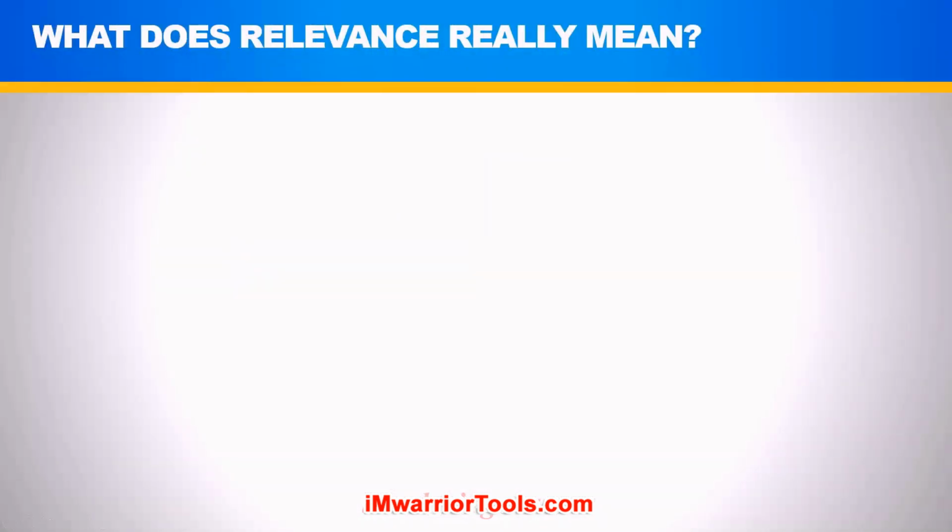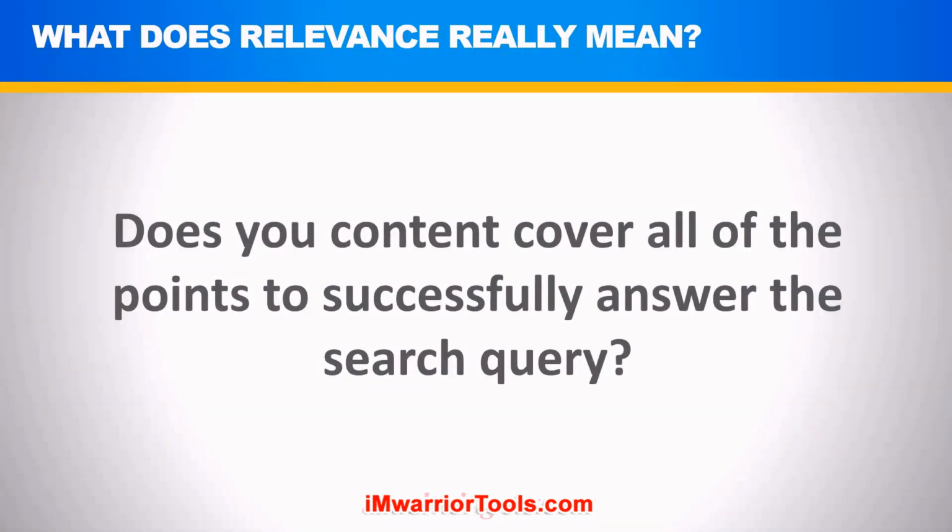Now, what does relevance really mean? In essence, relevance could just boil down to, does your content cover all the points successfully enough to answer the search query? So for example, if we wanted to figure out if my article on drunk driving litigation is applicable to the topic, for a robot, maybe a way that it figures that out is it reads the content, and it makes sure that I'm talking about all the topics related to drunk driving litigation. So am I talking about breathalyzers and blood alcohol levels?